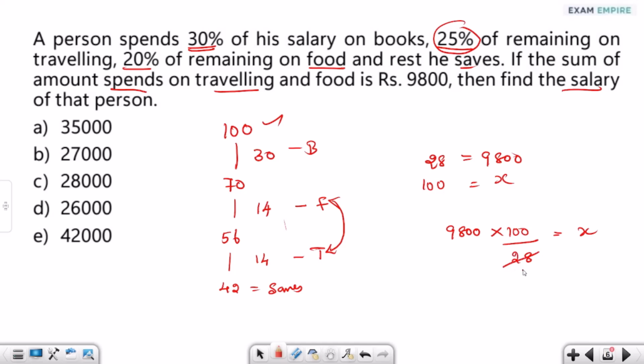Okay, so by 7 table this is like 4 times and it is like 1400. So again you'll be getting 350. So 350 into 100 you'll be getting 35,000. So answer for this particular question will be like 35,000.